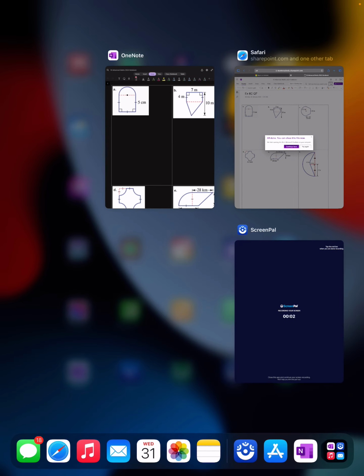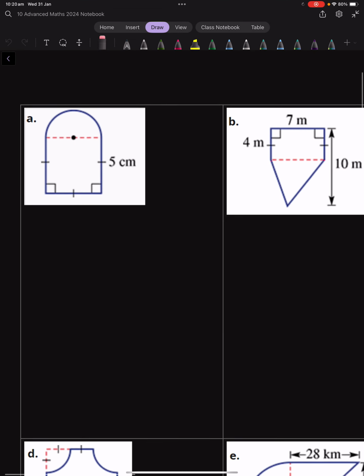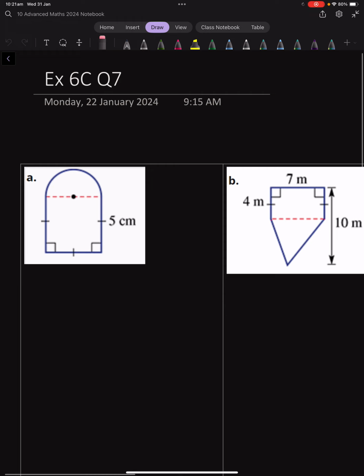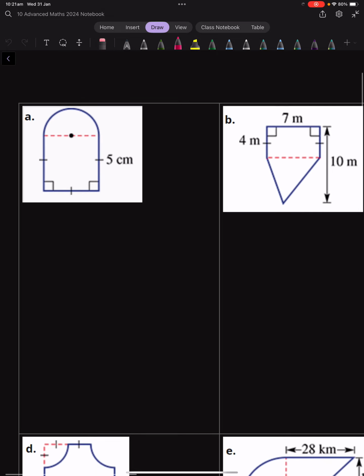Oops, wrong one there. All right, just going through a few questions from exercise 6C, question 7. Let's just have a look at how we do these ones. Composite shapes, they've asked me to find the area. I'm just going to find the exact values. I'll leave you to push buttons on your calculator.